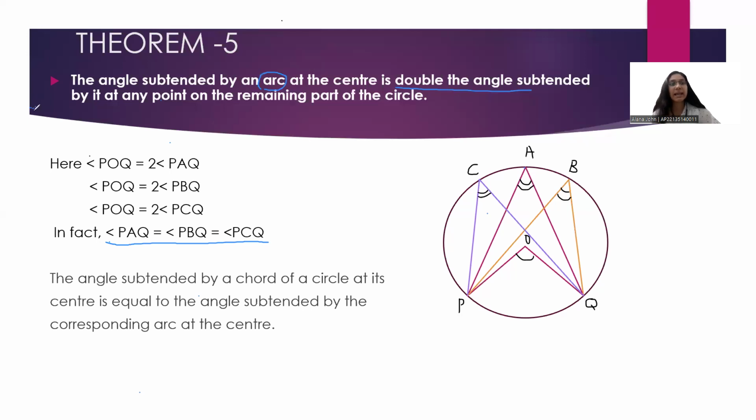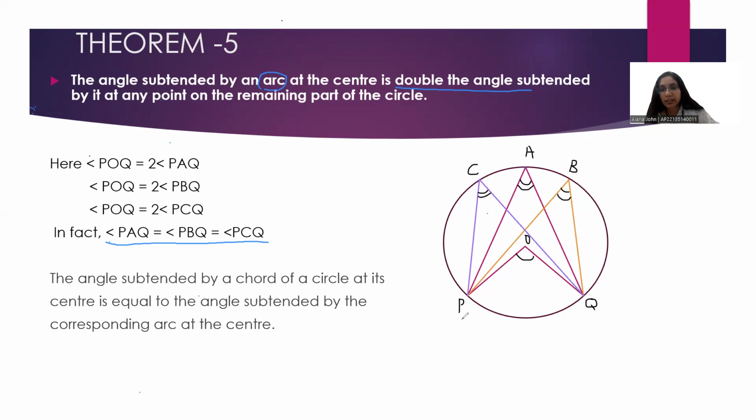So theorem 5 says that the angle subtended by an arc at the center of the circle is double the angle subtended by the arc on any other part of the circle. Clear? I am not giving the proof of this theorem because it is a little bit lengthy. You should know only the concept, what is being said in the theorem.